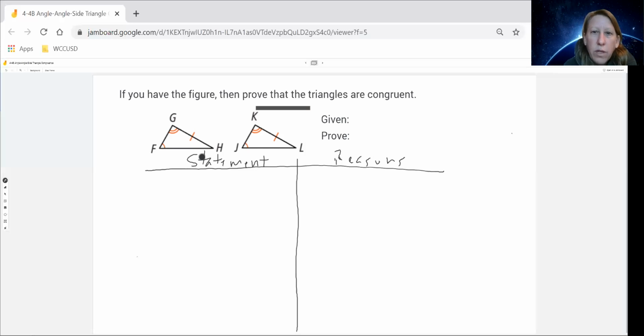And what's given? We're given the figure as marked. And what are we trying to prove? The same thing we've been trying to prove this whole time, which is that two triangles are congruent. Triangle FGH is congruent to triangle JKL.